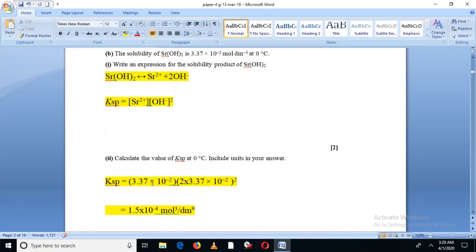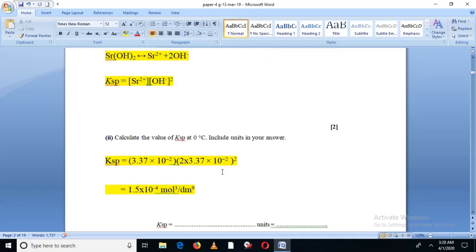By putting the value of strontium ion concentration and the hydroxide ion concentration, the hydroxide concentration here, it is very imperative that it is two times the concentration of strontium ion. As the strontium hydroxide dissociates, it would be producing two times more hydroxide ions than itself, as the ratio is 1:2. While the square is coming from the Ksp expression, by putting the value comes out to be 1.5 into 10 raised to the power minus 4.